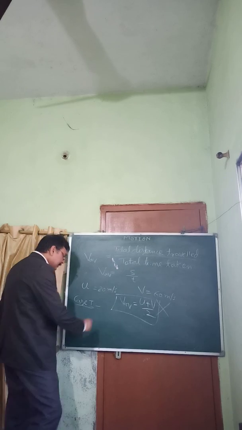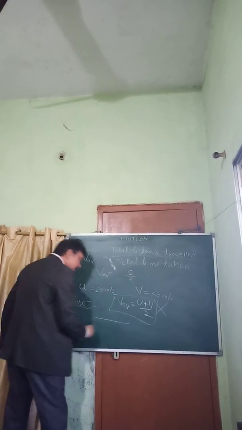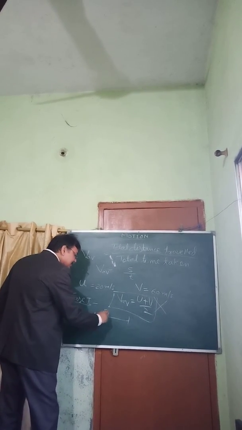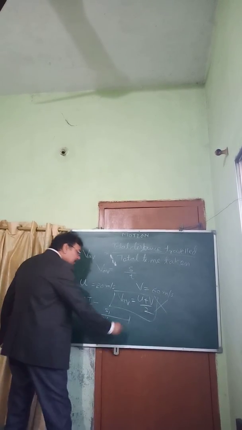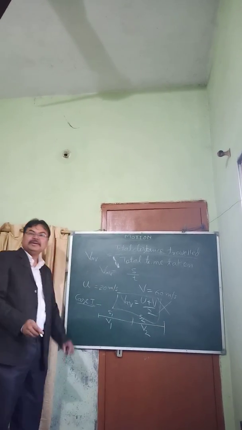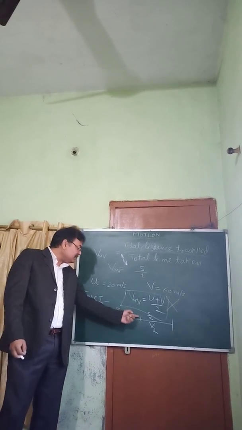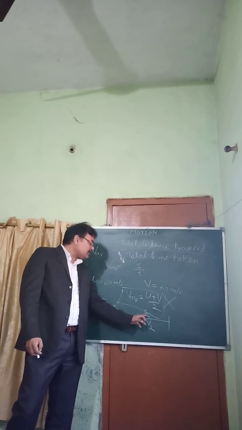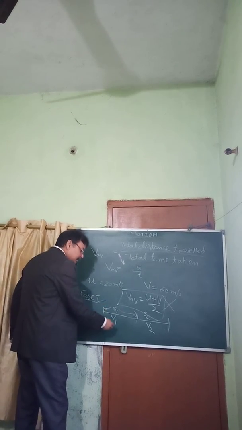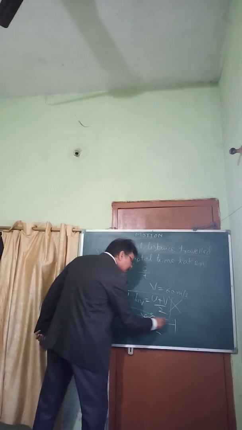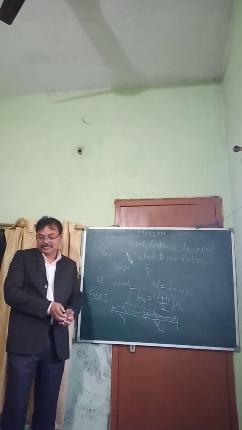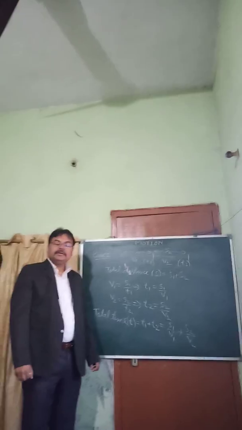What is that case? Let's see. That case is that a body is there which travels first S1 distance with speed V1 and the remaining S2 distance with speed V2. That's all. This distance is S1, it covers with speed V1, this distance is S2, it covers with speed V2. Then what will be the average speed? So this is the situation.